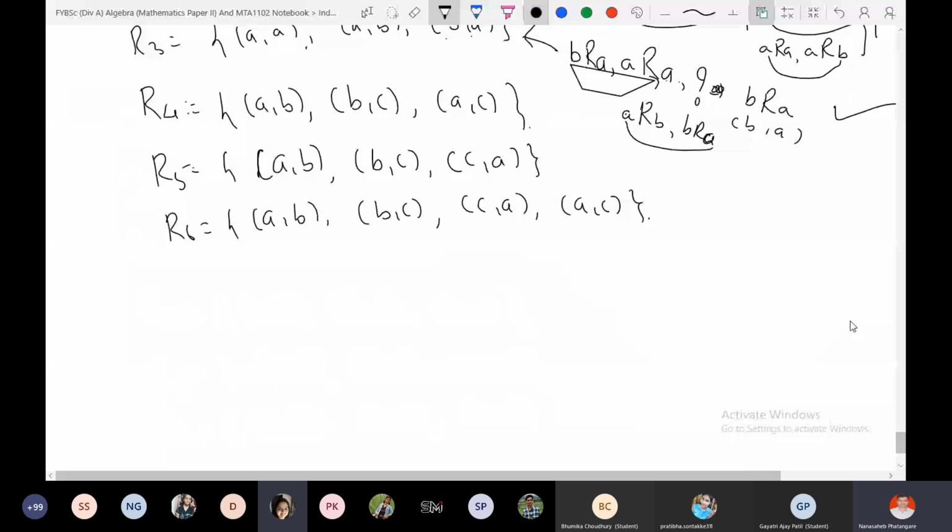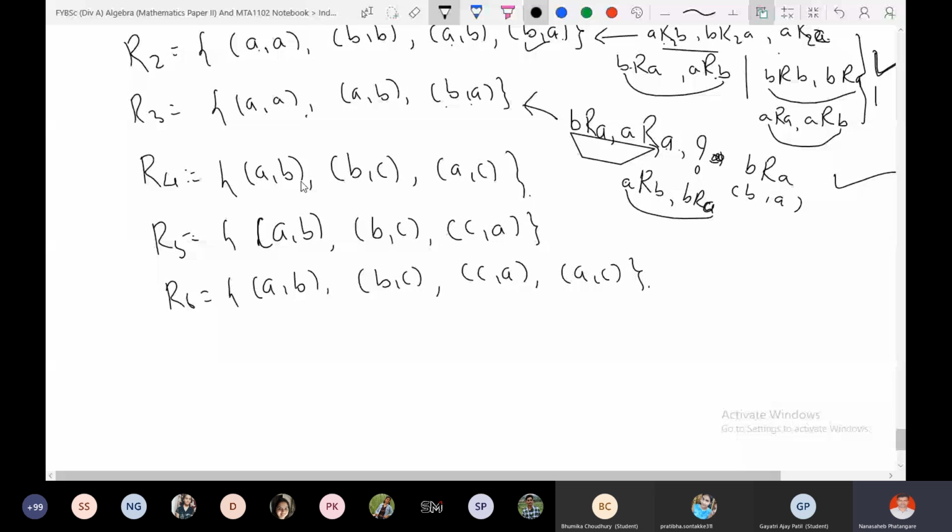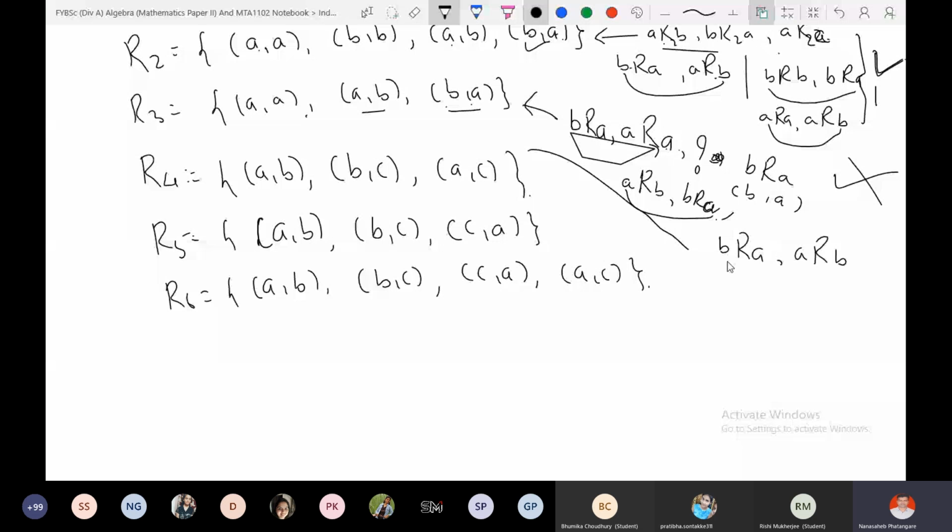Sir, if B is related to A and A is related to B, then (B, B) is not there in R3. Exactly, very good. What is your name? Rishi. Okay, what Rishi told, did all of you understand? B is related to A is there, that is fine. And A is related to B is also there. Now for transitivity, we expect that B should be related to B, but that is not happening here. So this fails.